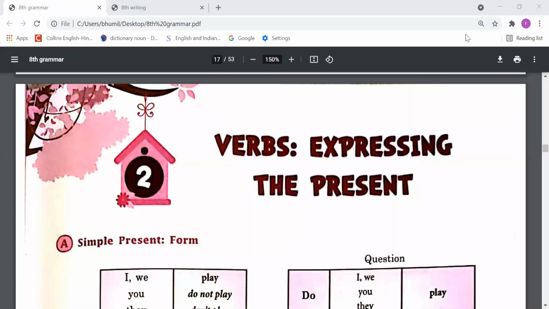Good afternoon, everyone. It is your English class, and today we are going to study the second chapter of a grammar book, that is verbs expressing the present. So this chapter we are going to study. Let's start.